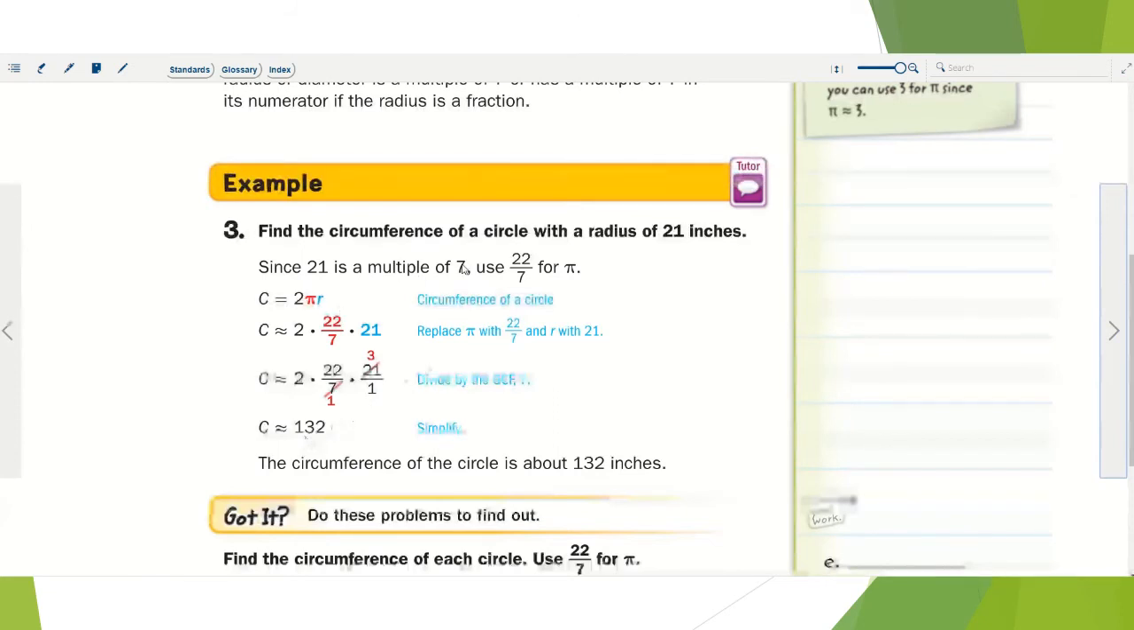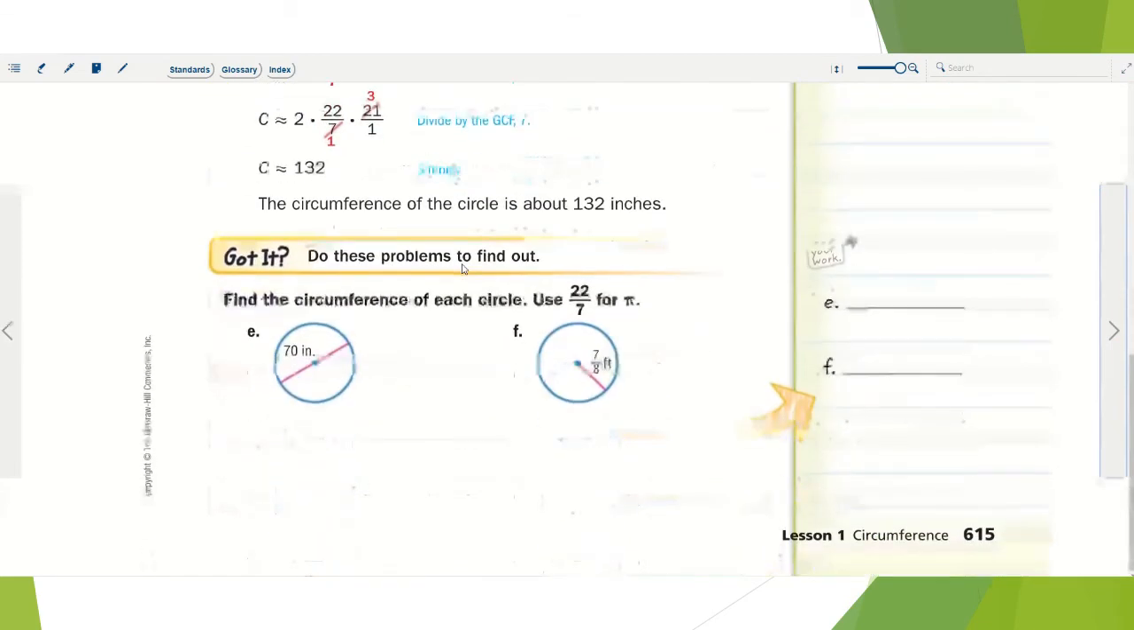Here are 2 got it problems for you to try, so go ahead and pause this video and complete these 2.